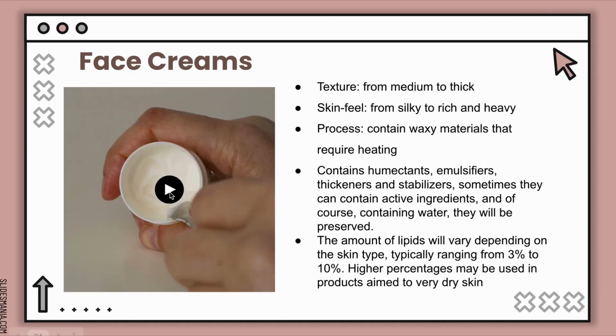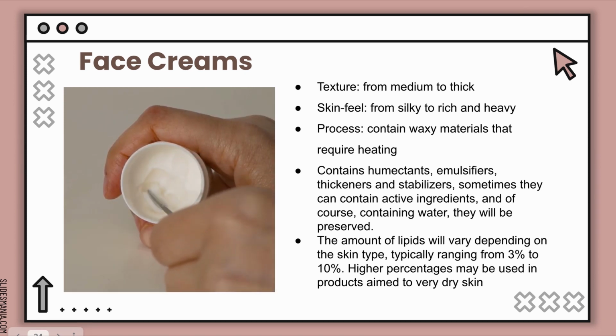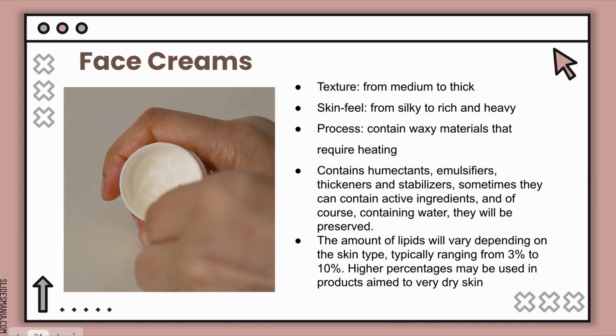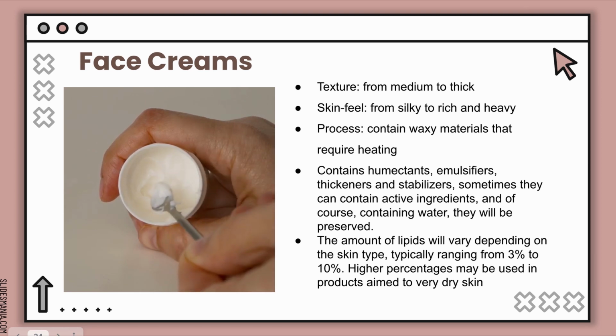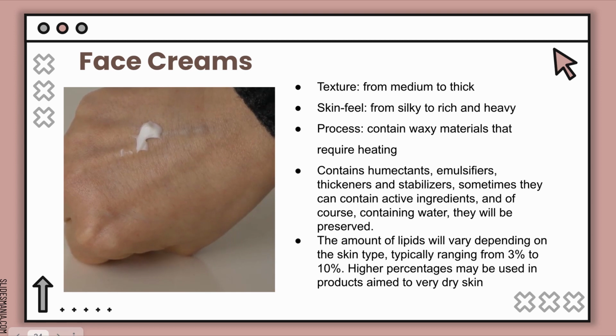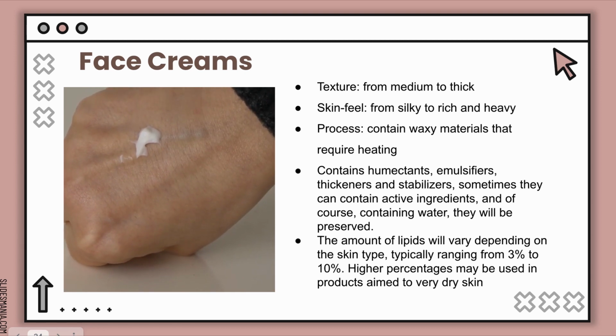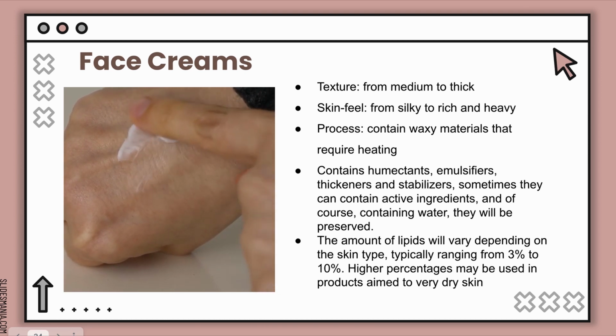Let's start with face creams. These are traditionally medium to thick emulsions, and on application they have a silky to rich skin feel. Often they contain waxy materials that require heat to melt, so these emulsions are created by hot process, and they contain water, humectants, and emollients, emulsifiers to keep these together, and thickeners and stabilizers to keep the emulsion stable. They contain also a preserving system and an antioxidant depending on the lipid phase.